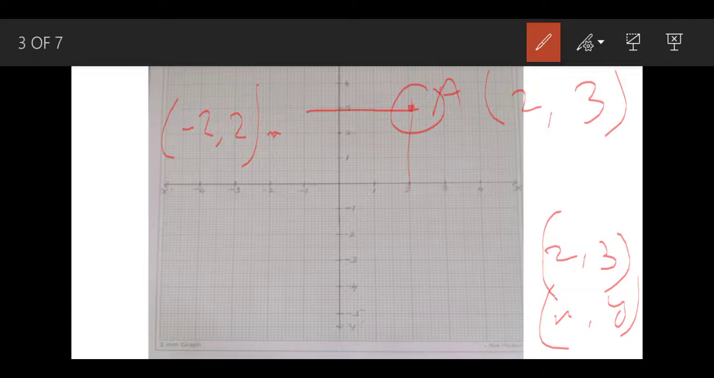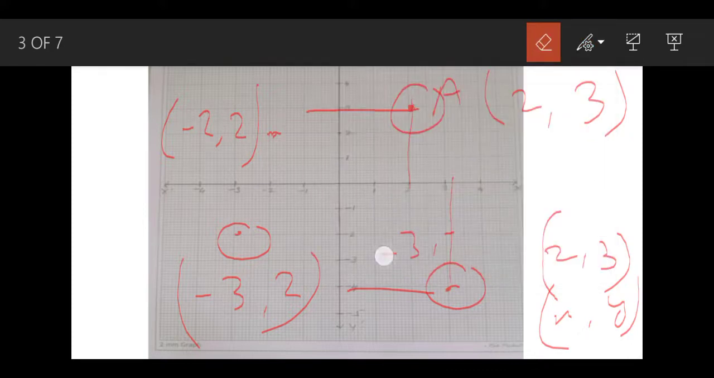If we have to mark minus 3 comma 2, so we will take minus 3 on the x-axis and 2 on the y-axis. This point is minus 3 comma 2. And if we have to mark 3 comma minus 4, so we will take the value of x as 3 and y as minus 4, this point. Sorry, this is 3 comma minus 4.